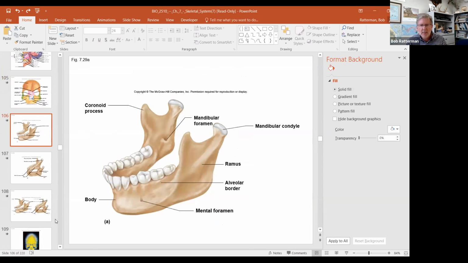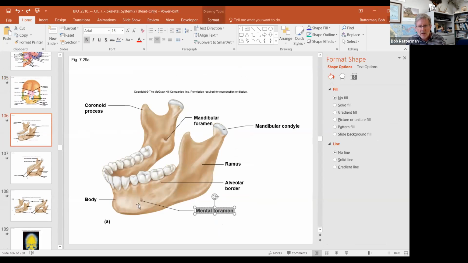Mandible, we've already talked about mandible. We described the mental foramen here, one on each side. And again, if we're talking about more than one, we would use the term foramina. So you have two mental foramina, you have two mandibular foramina. You only see one. The other one is on the inside of this side. Mandibular condyles.